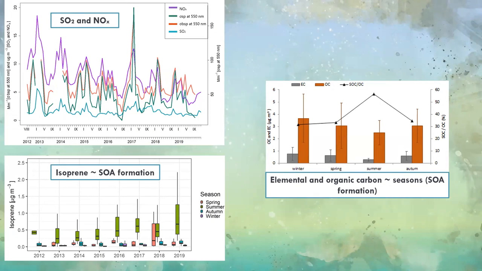I also discussed secondary organic aerosol formation, and thus I also checked the concentration of isoprene during this time at Košetice. You can see it in the second graph. And as you can see, the increased concentration is mainly in summer, which we also predicted. And to even more support the hypothesis of secondary organic aerosol formation, in the last graph, which I obtained from OCEC analyzer data, the black line shows us the ratio between secondary organic carbon and the total organic carbon. So again, secondary organic formation is increased during summer.